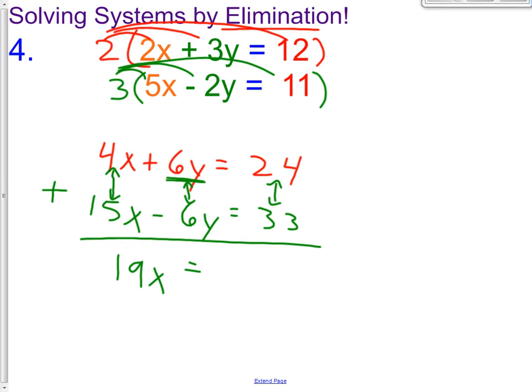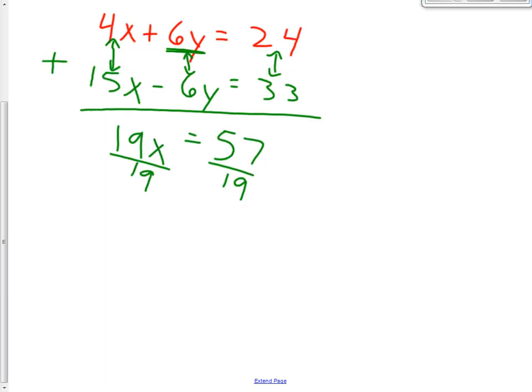When I add these two, I get the number 57. So now I get 19x equals 57. Divide both sides by 19 to get x all by itself, and voila, we have our x-coordinate. X equals the number 3.